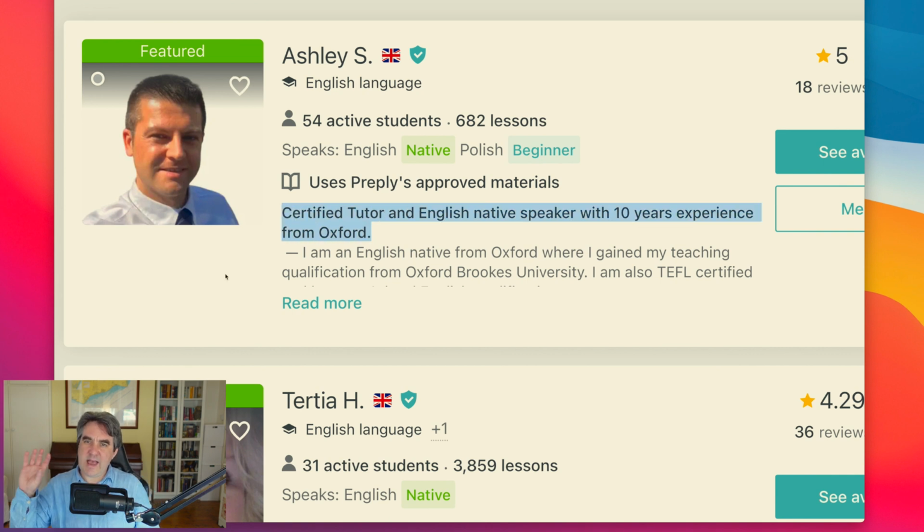and his headline says certified tutor and English native speaker with 10 years experience from Oxford. So he includes the amount of experience that he has, how many years he's been a tutor or a teacher, and also an area, something which would engage students, so they think Oxford, okay, that's connected to the university, and that's typically British.